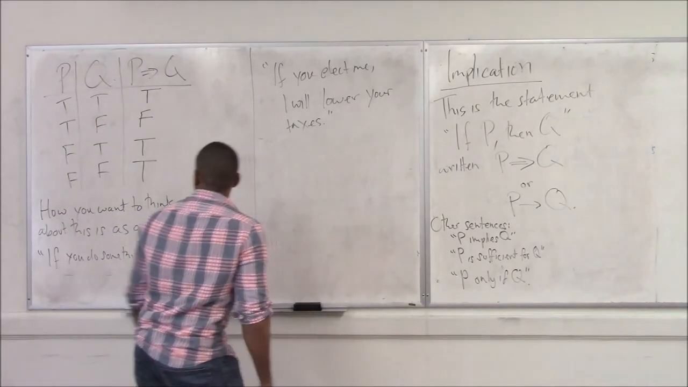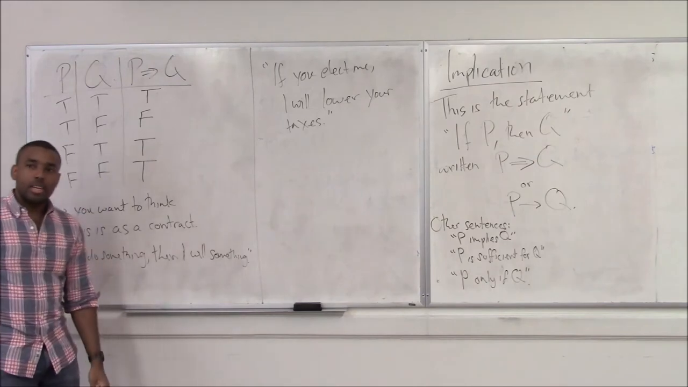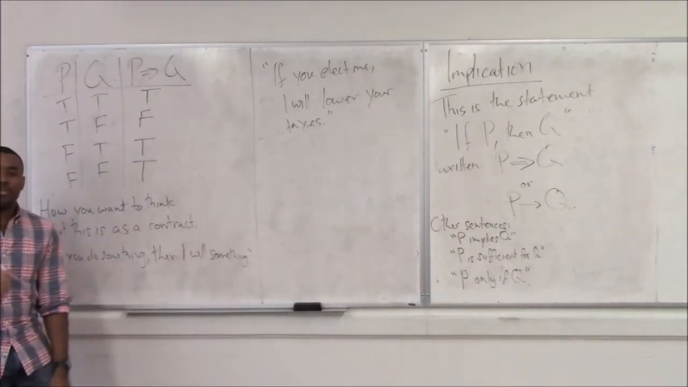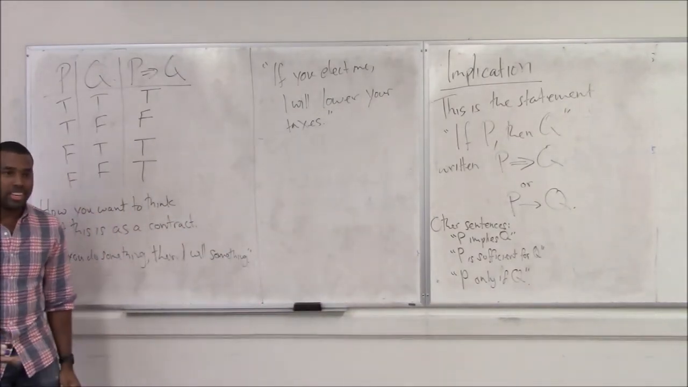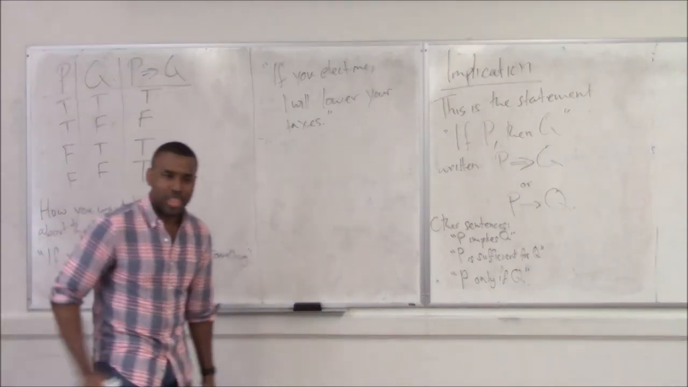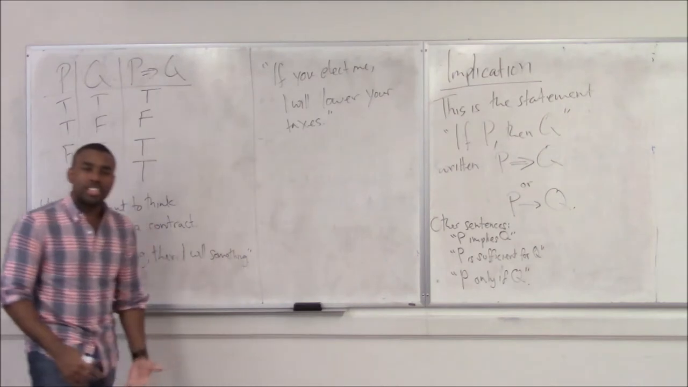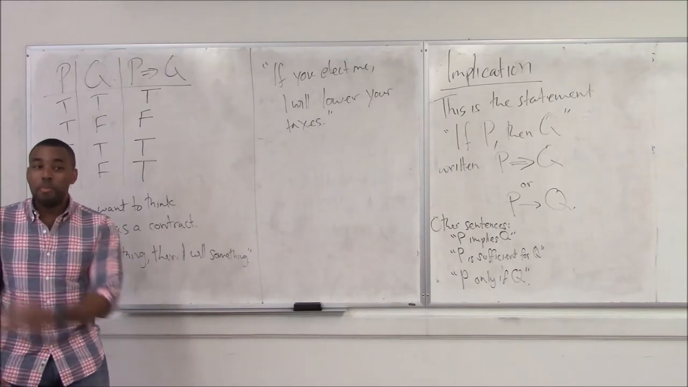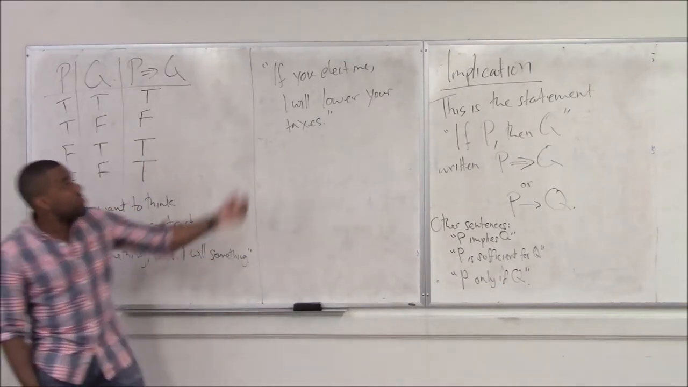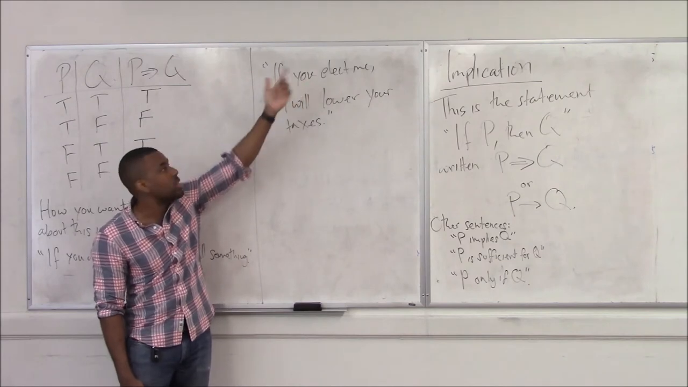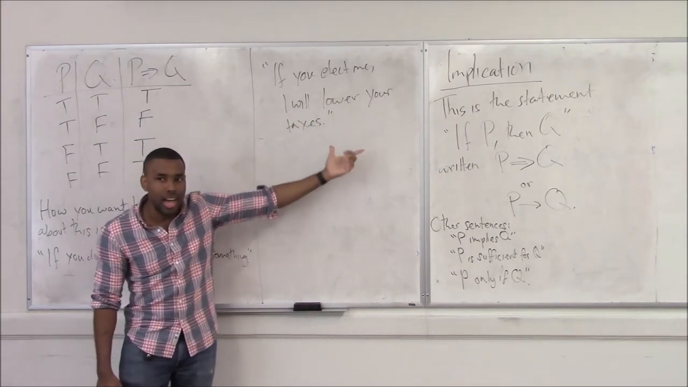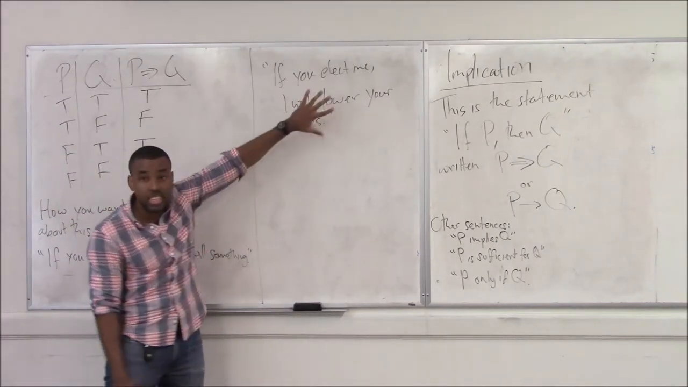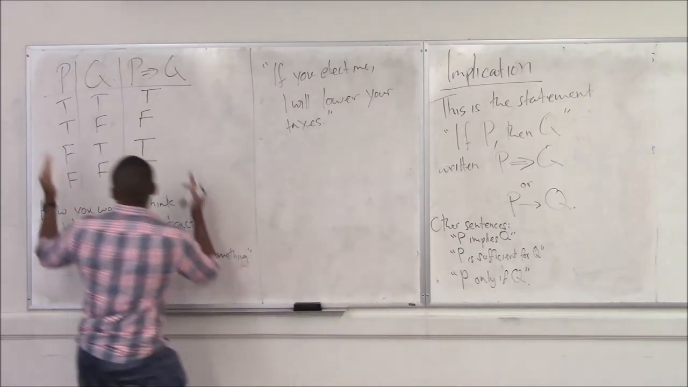Now, what if you didn't elect him and he somehow figured out a way to still get your taxes lowered? He became a lobbyist or a governor or something, and he spoke to the right people and somehow got your taxes lowered. Would you say he was a liar? No, give him a medal. He didn't lie to you in that case. So even if the first part of the contract is not fulfilled, but the second part follows through, it's not a lie. It isn't a false statement. Literally, the only time this is going to be a false statement is if the first thing happens, but the second thing doesn't. And that's what this table is going to tell you.